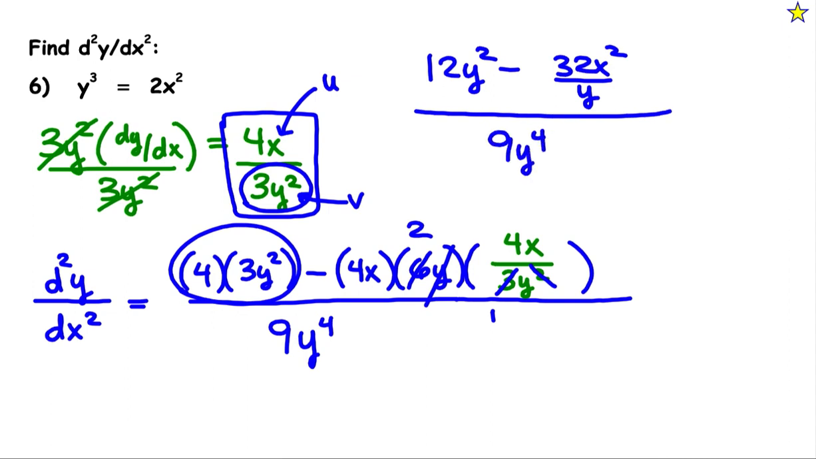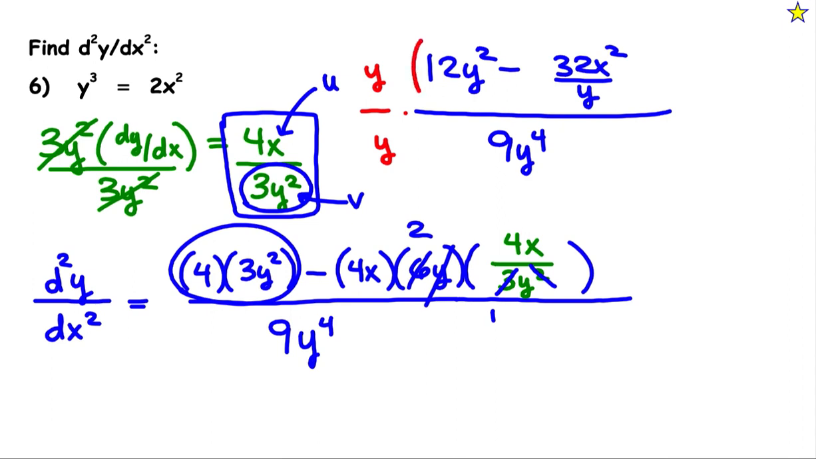All right, so that's the answer. But you're never going to leave an answer like that. That's just awful. So instead, what you want to do is get rid of the fraction within the fraction thing by multiplying by a giant 1 in the form of a y over y.